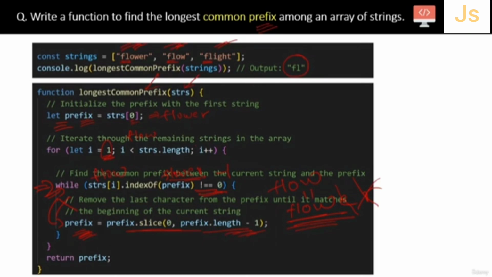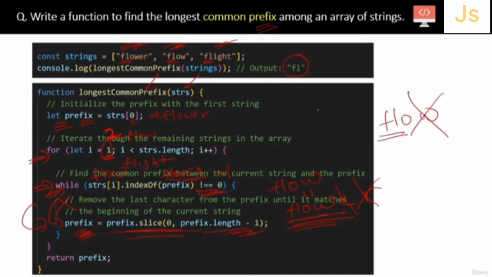Then the upper for loop will execute the second time. Now the value of I is equal to 2, and at index 2 the element is flight. Our last prefix was flow, but flow is again not present in flight, so again this will be equal to -1, which is not equal to 0. The condition will be true. We'll go inside and remove the last character W from the prefix flow. Then the prefix will be FLO.